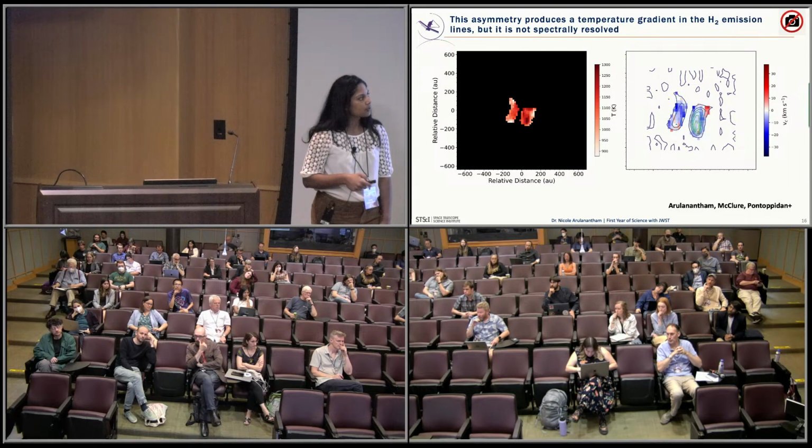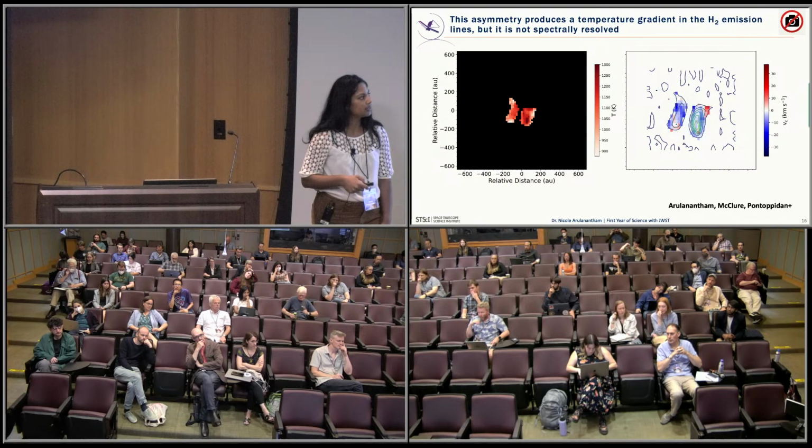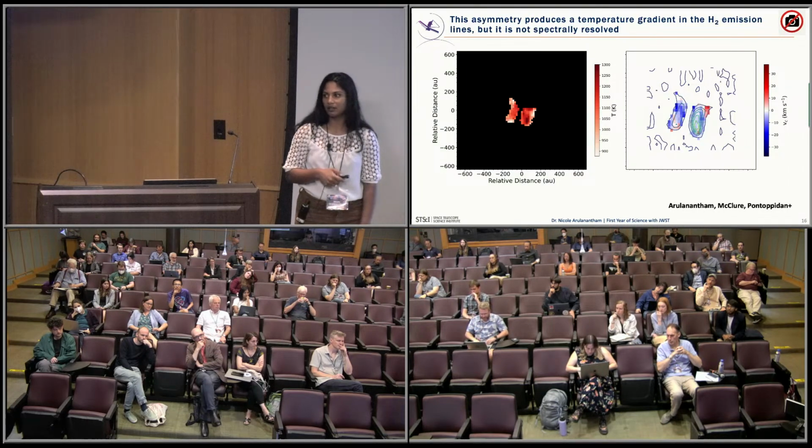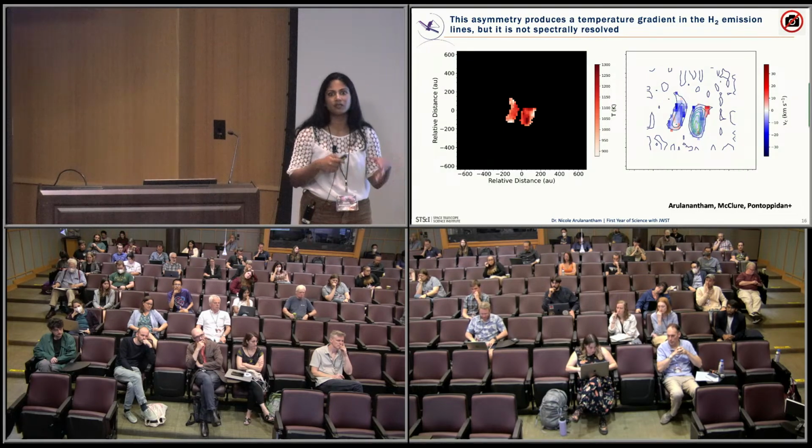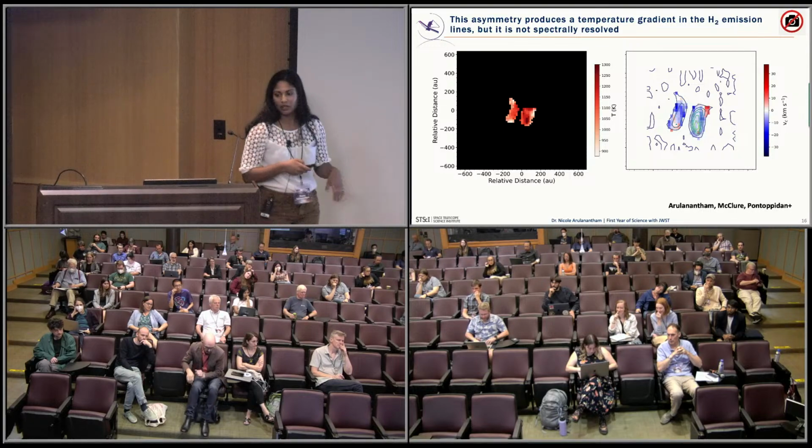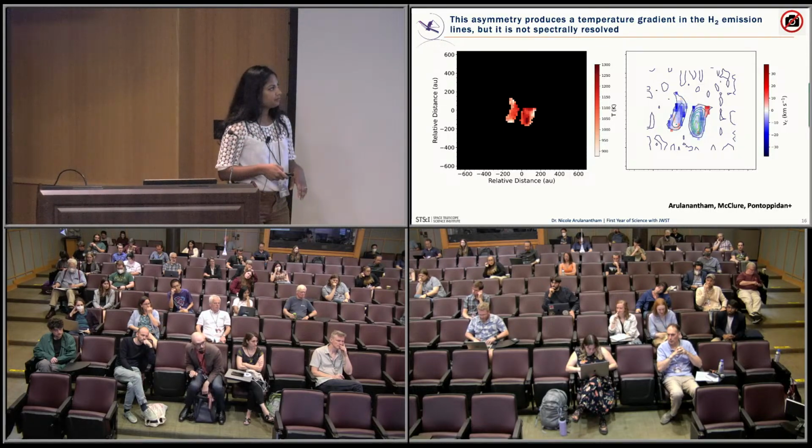So the red spaxels in this image correspond to redder, positive velocities, and the blue ones correspond to more negative velocities. And you'll see that everything kind of bops around between plus or minus 10 kilometers per second. And so at the spectral resolution of MIRI, we're not seeing any kind of disk rotation. So this is clearly some kind of significant brightness asymmetry.